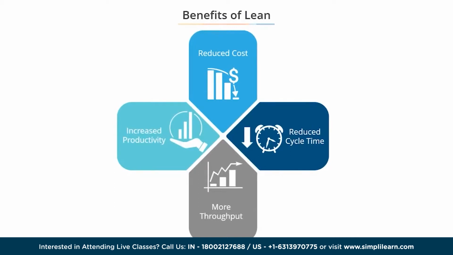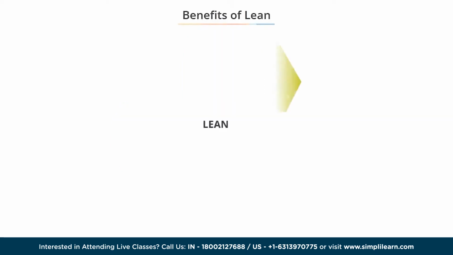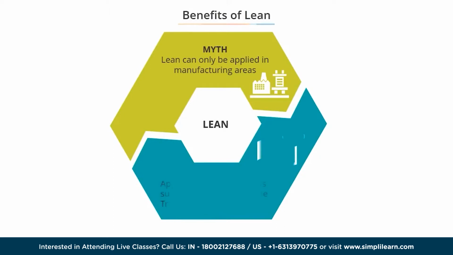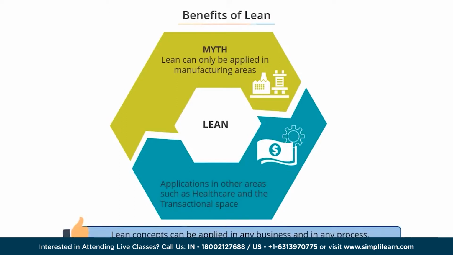Despite all of these benefits, Lean is not implemented by most of the organizations because of the misconception that it is only suited in manufacturing areas. The reason for this misconception is the beginning of Lean. It began and grew in popularity in the manufacturing areas, starting with Toyota. In recent years, one can notice more applications of Lean in other areas, such as healthcare and the transactional space. However, the truth is that Lean concepts can be applied in any business and in any process.